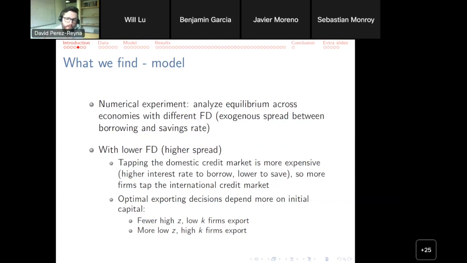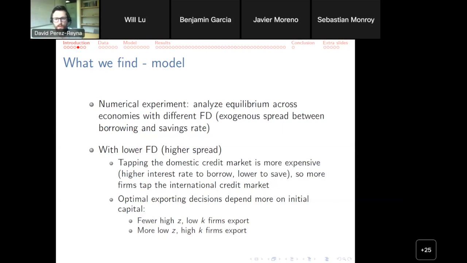And since these firms are going to be borrowing more, when they're located in less financially developed economies, this borrowing is going to be more expensive. So these are firms that are going to be smaller than they should have been. And then these firms are going to be exporting less when they're located in less financially developed economies than in the counterfactual.